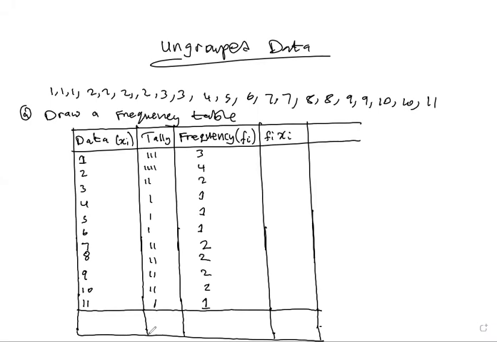Let's get the product. So here we'll get the product of the xi and the fi's. So we multiply each data value by the frequency. So we get the answer there. 2 will be multiplied by the frequency 4, you get the number there.